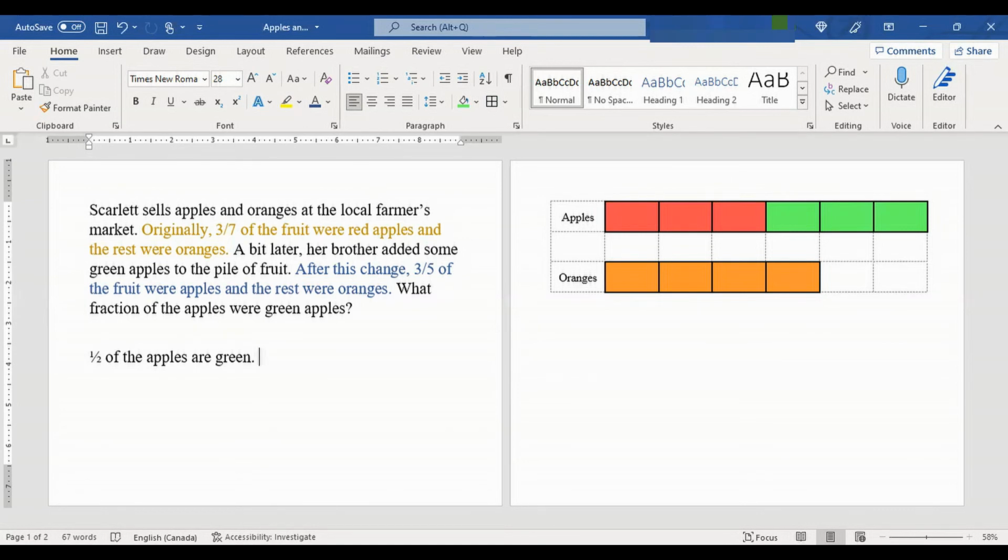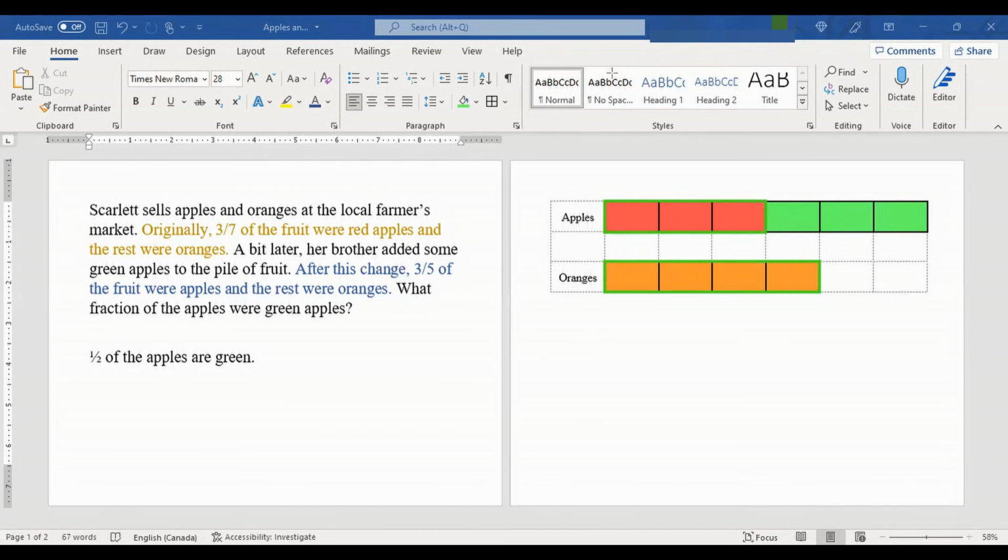Okay, so now that we have our answer, we're actually going to check our answer. We know that Scarlett sells apples and oranges. We're just going to go through the entire question. So originally, 3/7 of the fruit were red apples. So originally, we don't have the green apples here. This is 3/7, so this is 4/7. Everything is in order.